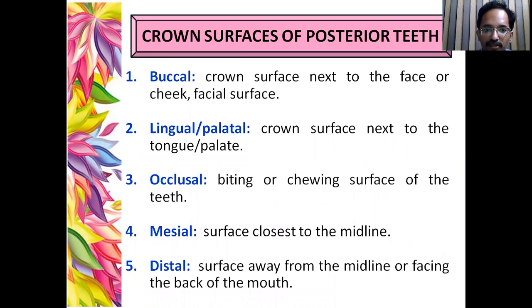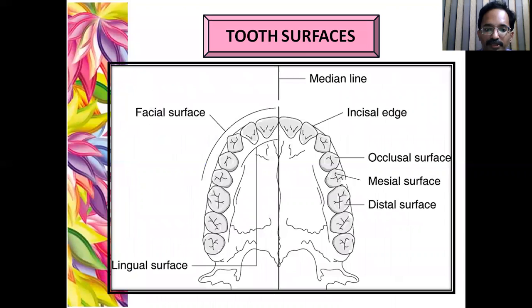In the case of posterior teeth, the terms are almost the same. The buccal surface is the crown surface next to the face or the cheek, or the facial surface. The lingual or palatal surface is the crown surface next to the tongue or palate. The occlusal surface is the biting or chewing surface of the teeth. The mesial surface is the surface closest to the midline, and the distal surface is away from the midline. So these are the tooth surfaces: facial surface, lingual surface, and the midline. When the tooth surface is near to the midline, it's called the mesial surface. When it is away from the midline, it's the distal surface. Then the incisal edge or the occlusal surface.